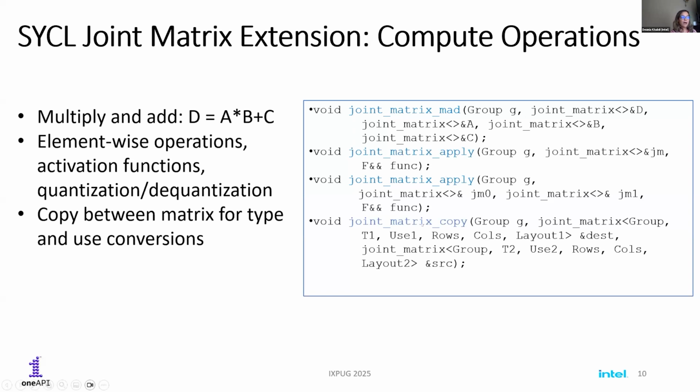The last API is joint matrix copy. It lets you copy between two matrices. The main use case is to convert between the uses. Sometimes you did a GEMM, the returned matrix is an accumulator matrix, but now you want to use it in a second GEMM as an A or B matrix, so you need to convert between the uses without trips to memory. In this case, you can use joint matrix copy.